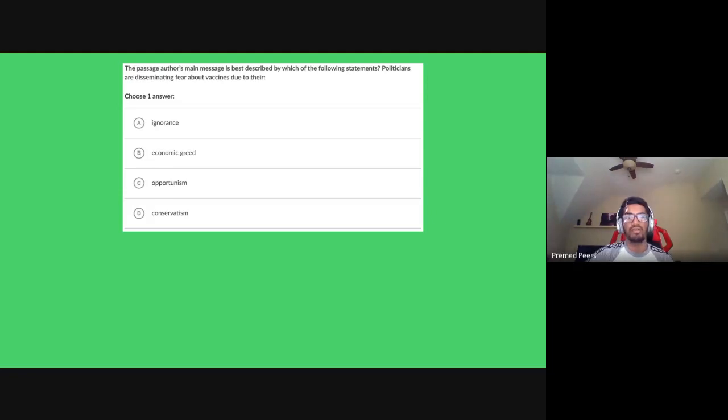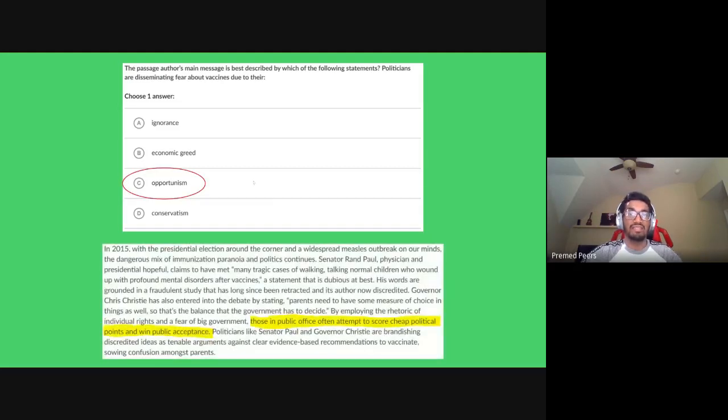Yep, that's actually the perfect way to look at it. And that's generally the exact way I thought about the question as well, is that as I was reading through the passage, we see politicians being mentioned due to their presentation of the topic based on how it would help them garner votes or support. And you can see I've highlighted the exact phrase that pretty much gives it away, that those in public office use topics like these to score political points and win public acceptance. That sounds like a pretty good example of opportunism to me.